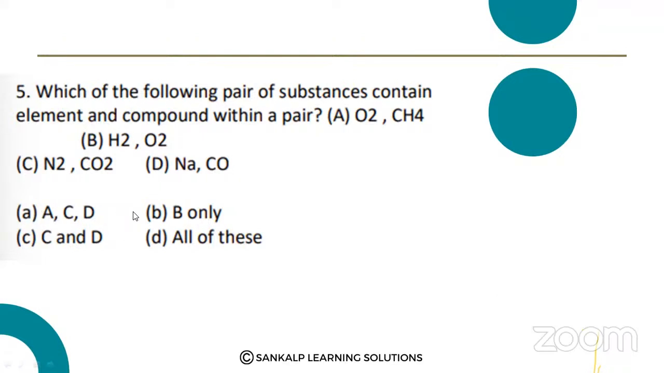Now the options are different: it can be A, B, C or D, then B only, C and D, all of these. So we'll see which are element and compound within a pair. In option A, O2, oxygen, is made up of two atoms of oxygen. Then CH4 is one carbon atom and four hydrogen atoms. So O2 is an element and CH4 is a compound. So this pair is correct.